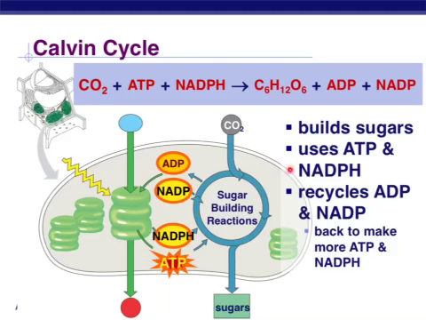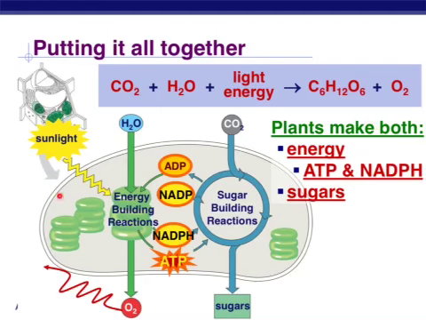This whole process happens 3 times so that we can make 1 molecule of G3P. To make 1 molecule of glucose, the process has to happen 6 times in total. When we utilize ATP and NADPH, we've now oxidized them. So now we have ADP and NADP. We're going to send those back to the light-dependent reactions so that we can remake them again, so we can make more ATP and more NADPH. Right? So this is how plants make both energy, which happens in the light-dependent reactions, and sugars, which happen in the light-independent reactions, or the Calvin cycle.